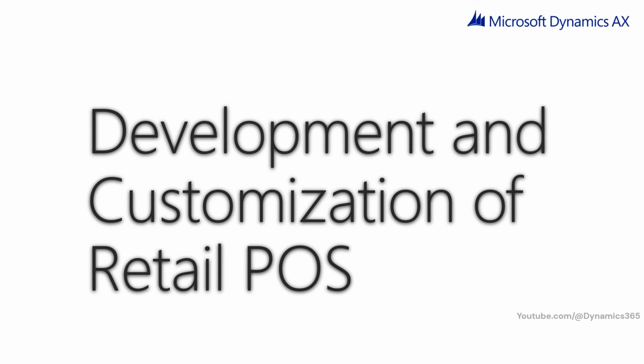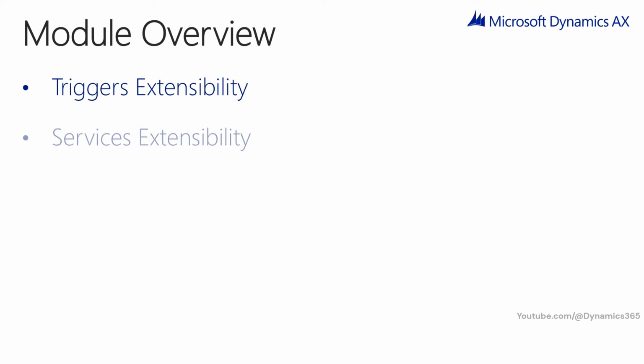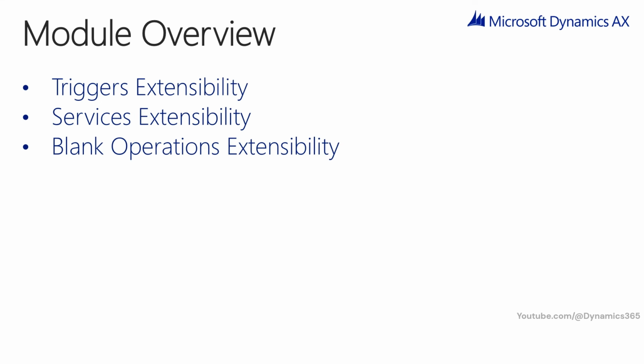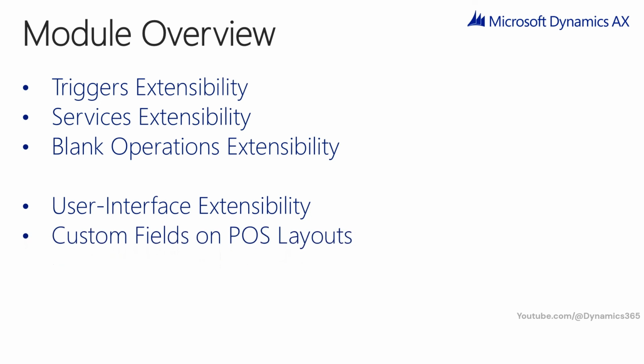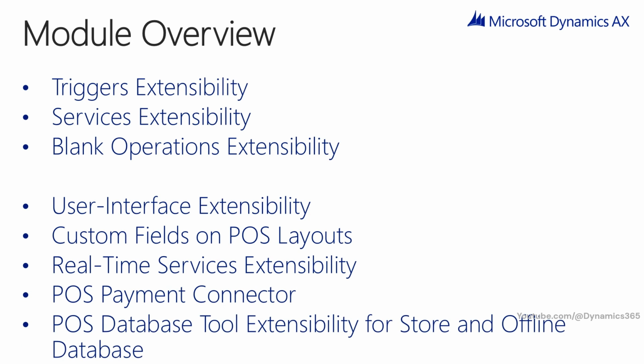Development and customization of Retail POS. Module overview. Retail POS can be customized majorly in three ways: triggers, services, and blank operations. Other than this, you can do the following as well: UI customization for POS forms, customization of custom fields from HQ, extend real-time service call, extend payment connector, extend POS database tools.